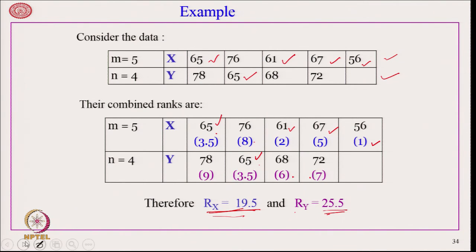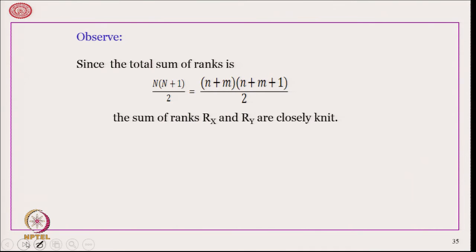Any one of them can be used as a statistic, but before that let us observe that the total sum of ranks is going to be capital N into n plus 1 by 2, which is equal to small n plus small m multiplied by n plus m plus 1 divided by 2. This is because capital N is equal to n plus m. Therefore, R x and R y are very closely related, because their sum is equal to a constant.